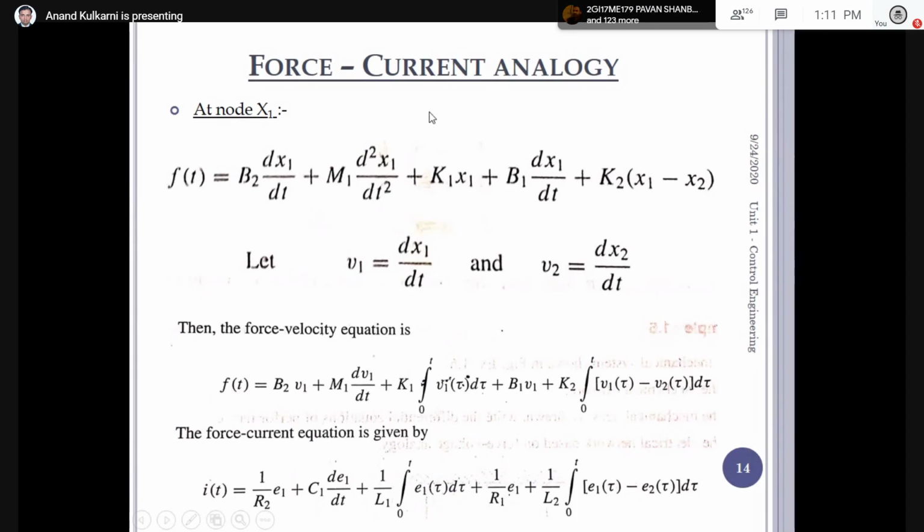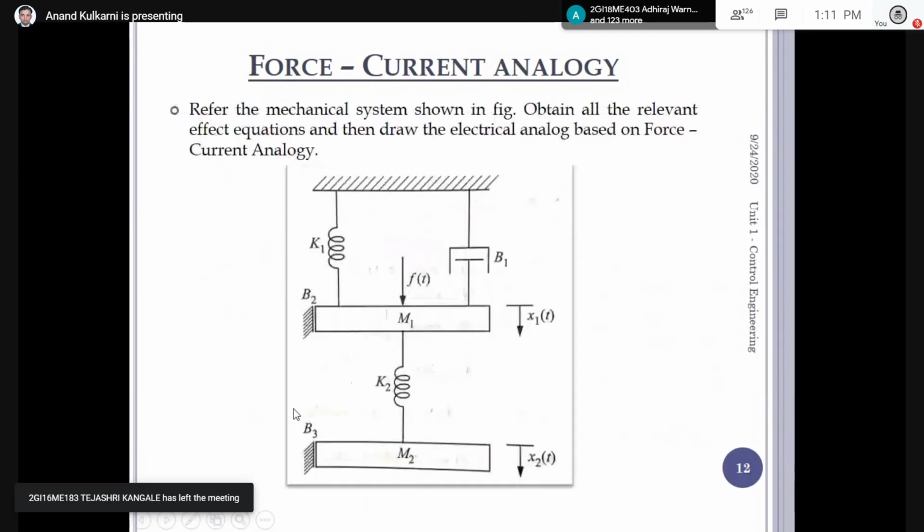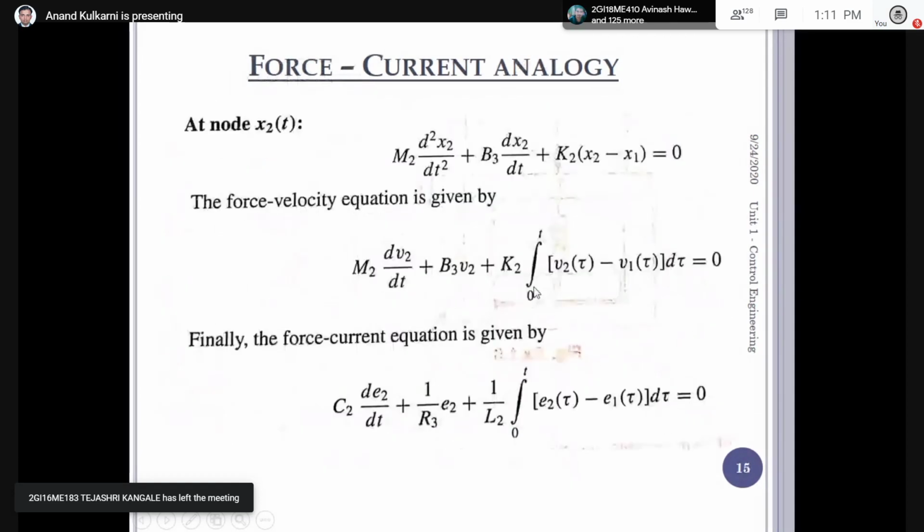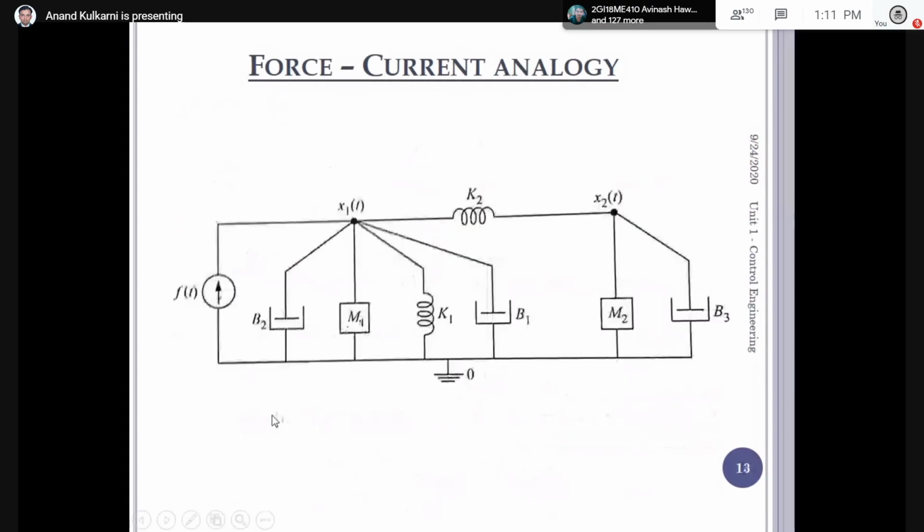So we have converted this displacement equation into a velocity equation, that is the force velocity equation, and I'll now write the force current equation for this. If you compare with the table which was here, force is current.